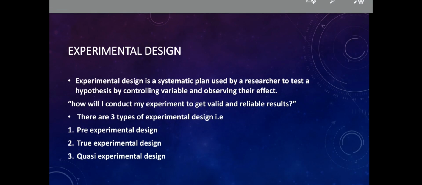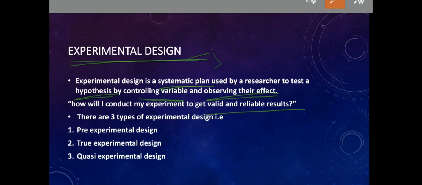Then, experimental design. What is experimental design? Experimental design is a systematic plan used by a researcher to test a hypothesis by controlling variables and observing their effect. That is the experimental design. It means the full plan: how I will conduct my experiment to get valid and reliable results.